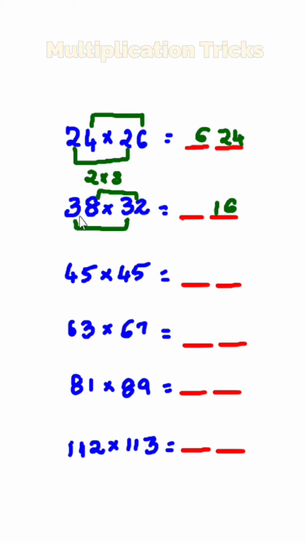Now the next number is 3, right? Next to 3 is 4. So multiply 3 with 4. So 3 4s are 12. So the answer is 1216.